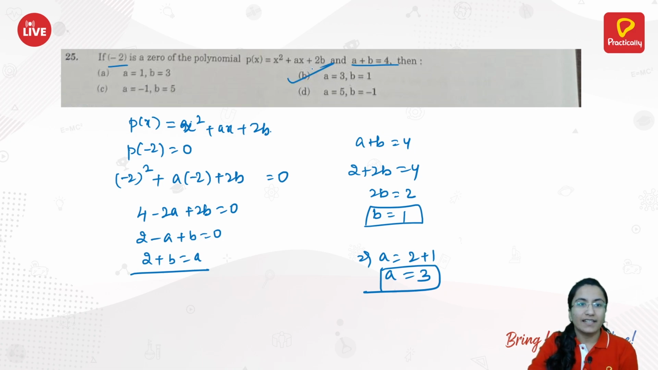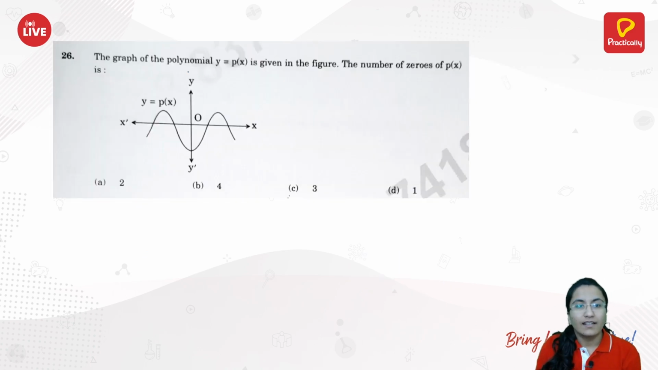Right, next question is, the graph of the polynomial y equal to p(x) is given in the figure. Okay, this is the figure drawn for you. The number of zeros of p(x) is, number of zeros of a graph drawn on the coordinate axis is basically given by the number of times the graph cuts or touches the x-axis. Right, so it cuts the x-axis 1, 2, 3, 4 times basically. So that means option B is the correct answer. Direct concept you need to apply, you would get 4 as the correct answer.